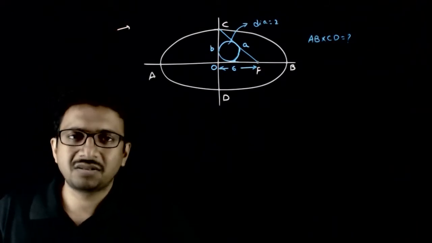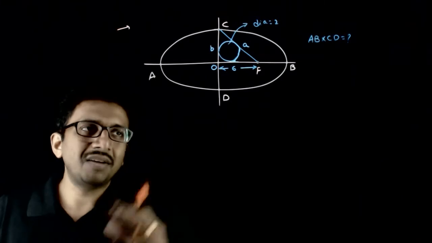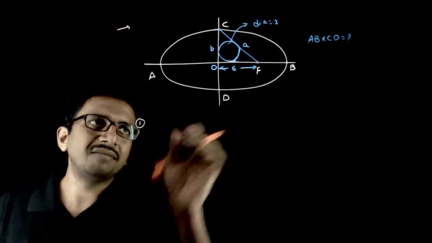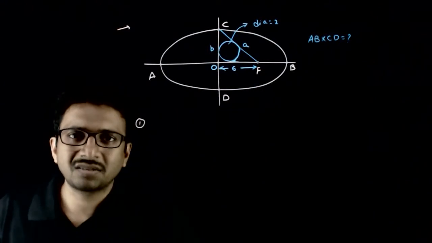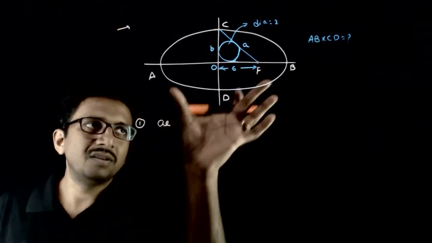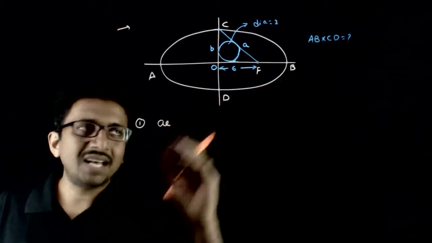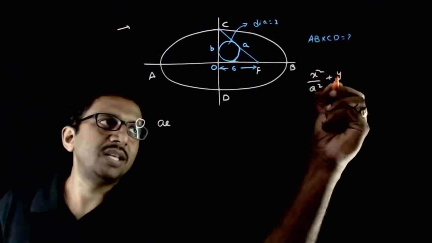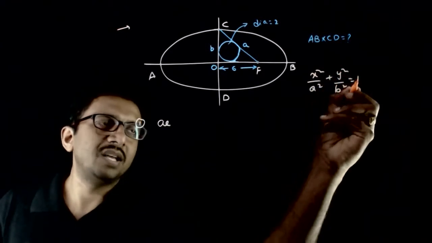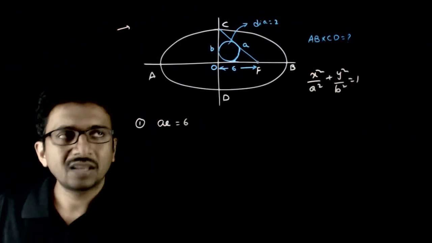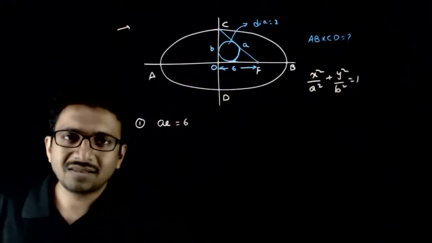So how do you get this? So first let us try to analyze the given information that we have. The first information that we have is OF is equal to 6. OF is nothing but A into E. So if you consider this ellipse as x square by A square plus y square by B square is equal to 1, AE is given as 6 and this is the length of the semi-minor axis.